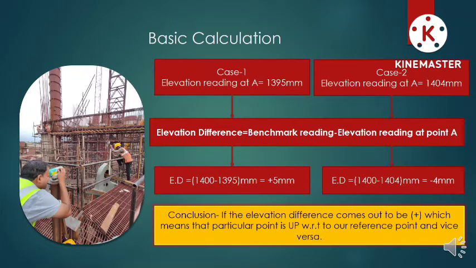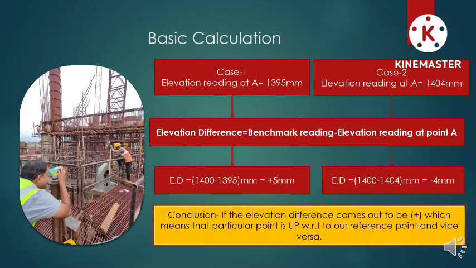So we have to calculate the elevation difference in order to check whether that particular point is above or below, that means it is up or down with respect to our reference point. There is a very simple formula to calculate the elevation difference. That will be equal to benchmark reading minus elevation reading at point A. So in case 1, the elevation difference comes out to be plus 5 mm by substituting the benchmark reading and the elevation reading. And in the second case, the elevation difference comes out to be minus 4 mm.